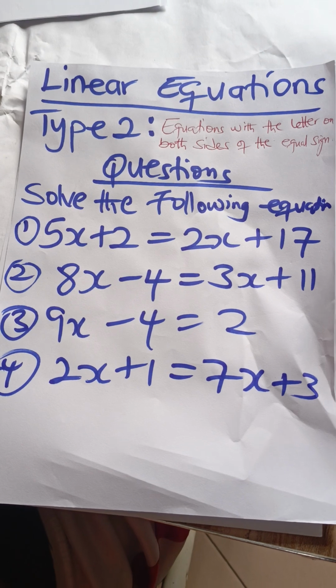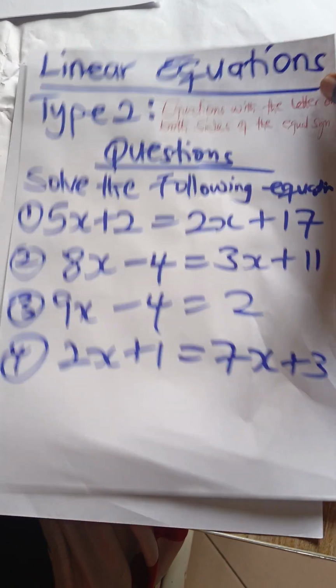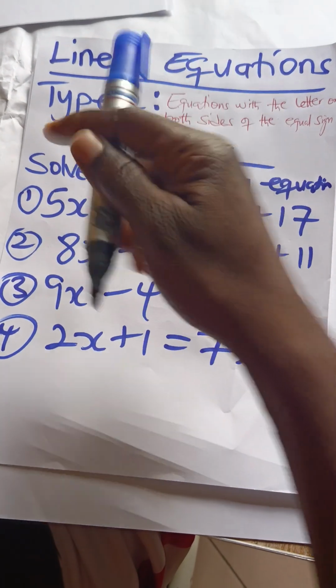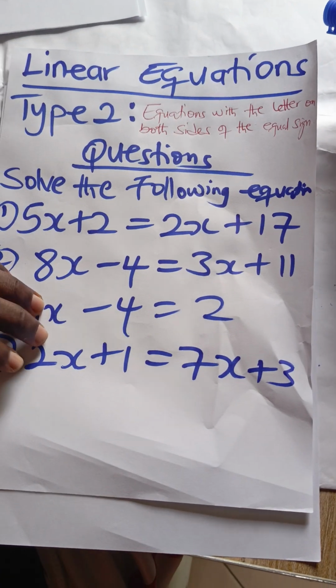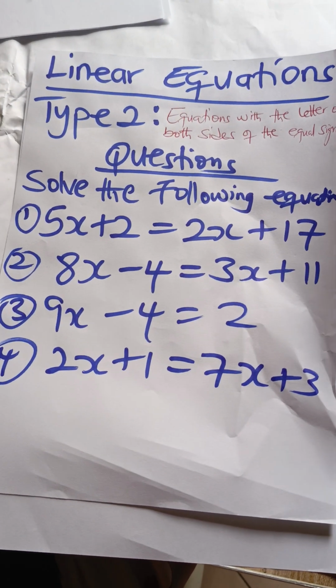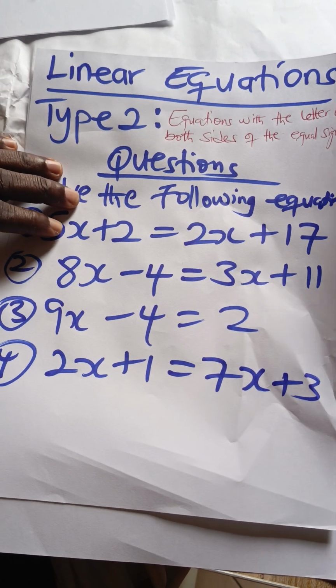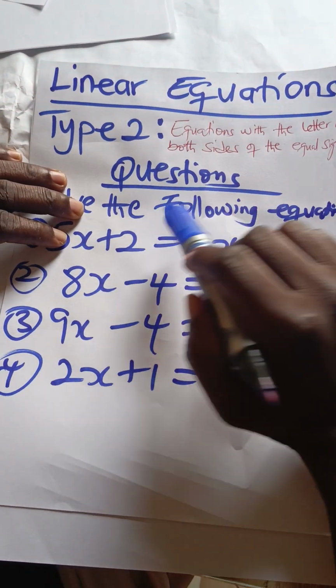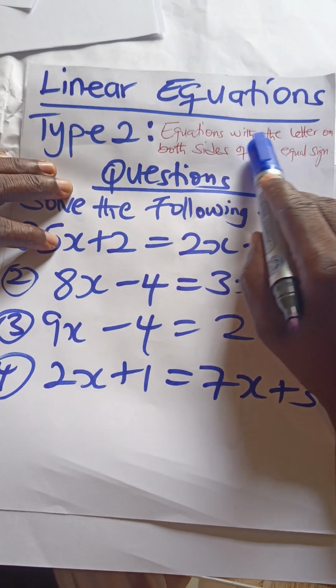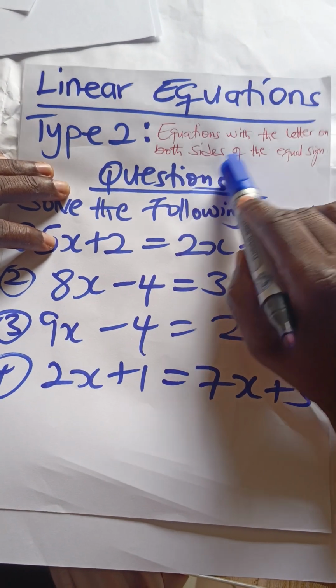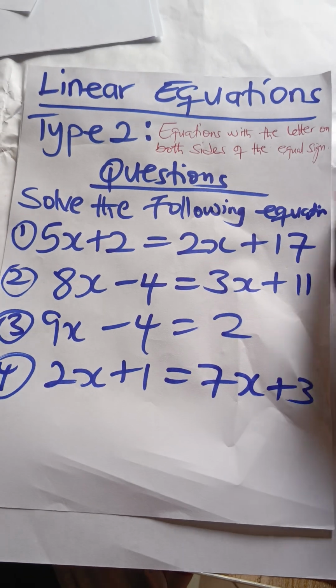In today's video, we are going to look at linear equations. That is the type 2. In our previous video, we learned about the type 1. So now we are going to learn about the type 2. That's the continuation. And this type 2 is about equations with the letter on both sides of the equal sign.